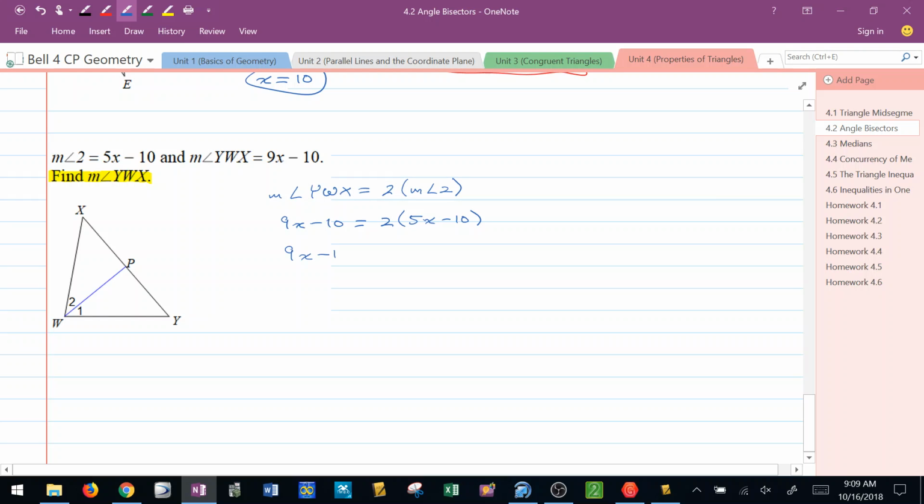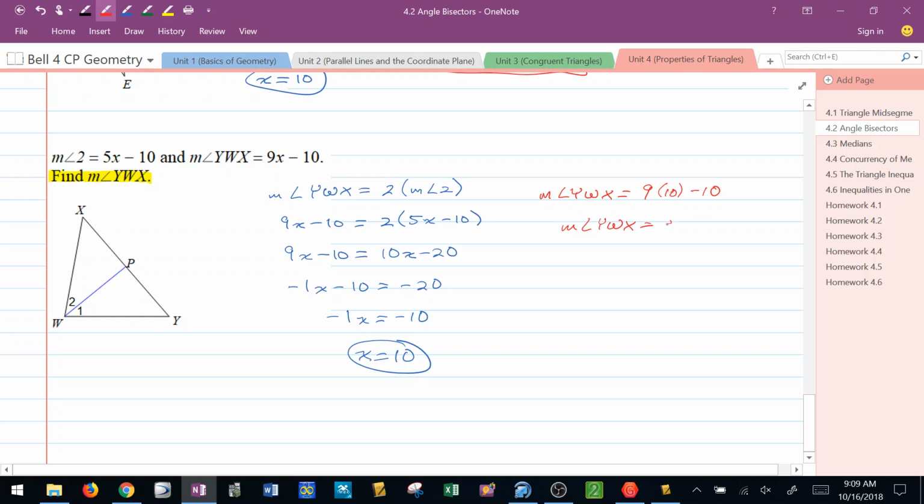Distribute. 9x minus 10 equals 10x minus 20. Subtract the 10x, negative 1x minus 10 is equal to negative 20. Add the 10, negative 1x is equal to negative 10, or x is equal to 10. Now I need to find the measure of the bigger angle. The measure of angle YWX is 9x minus 10, so I have 9 times 10 minus 10, or the measure of angle YWX is 80 degrees.